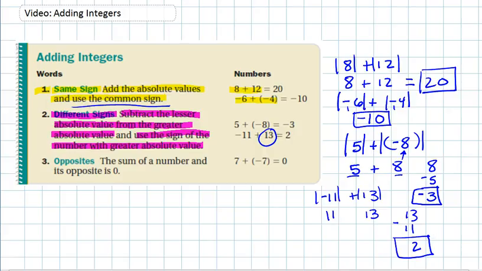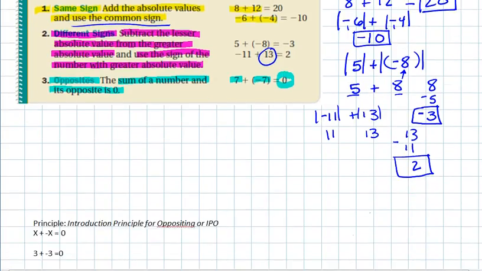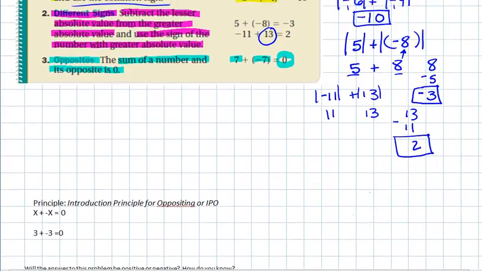The final rule is opposites. Remember, numbers and their opposites are on opposite sides of the number line. If I add two numbers that are opposite, then my answer will be 0. So if I take the number 7 and add to it its opposite, I'll get 0. Let's look at some examples.